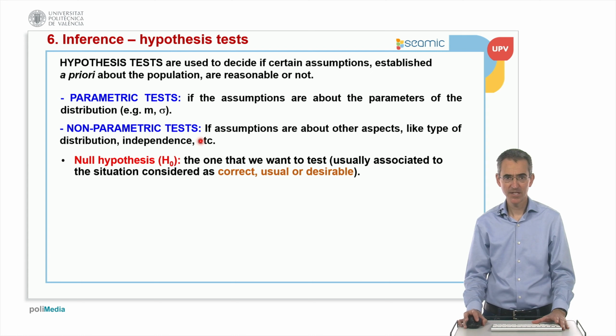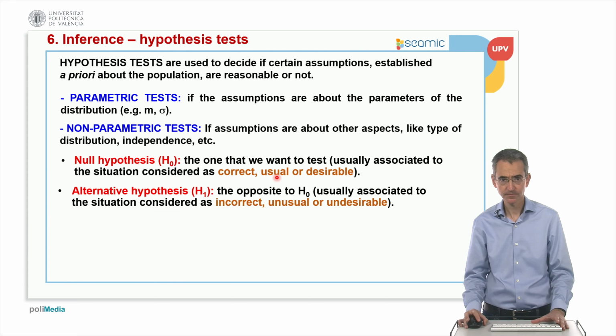Well, then, what is the null hypothesis? The null hypothesis will be represented as this, H0, H from hypothesis and null like a 0. This is the one that we want to test. It's usually associated to the situation considered as correct, or usual, or desirable. Next, I will propose examples.